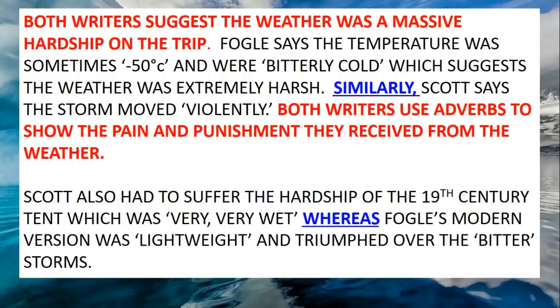Okay, we've talked about this one, so we'll say it anyway. Fogle says the temperature was sometimes -50 and was bitterly cold, which suggests the weather was extremely harsh. Scott says the storm moved violently. Both writers, and so on. We talked about that one. And then Scott also had to suffer the hardship of the 19th century tech, which is very, very wet, whereas Fogle's modern version was lightweight and triumphed over the bitter storm. So, really simple point. I've just compared. One of the tents was brilliant, one of them was rubbish.